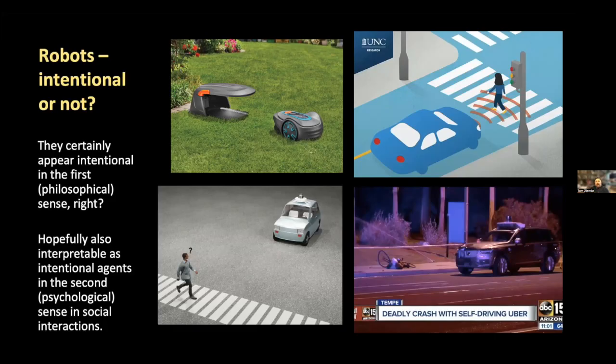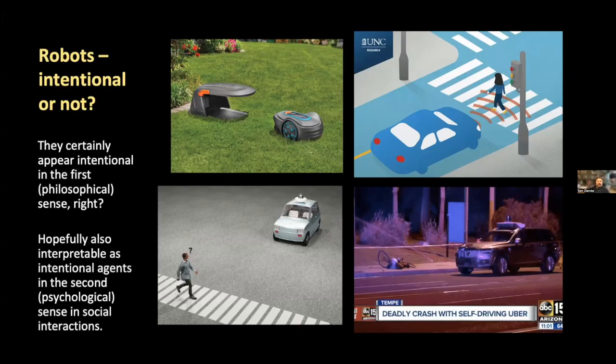And the robots are, of course, hopefully also interpreted as intentional agents in the second sense that I referred to as the psychological, or social psychological, sense. So they are hopefully interpreted in the sense that we can attribute intentions to them, and we can predict their behavior based on those intentions. If you just take the two images on the left here, it's of course predictable that the robot lawnmower will approach its charging station when its battery is running low. It doesn't do that by chance, but it does that for a reason.